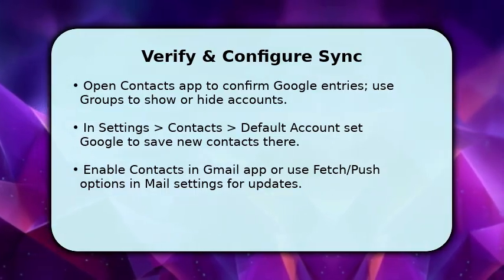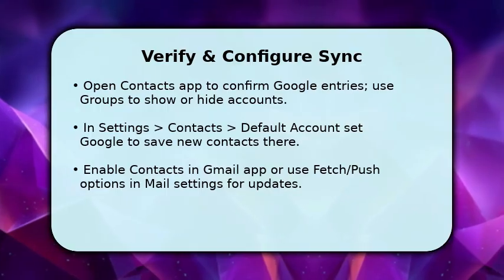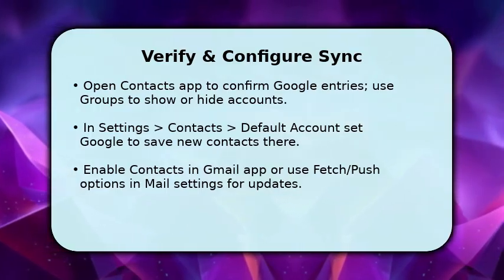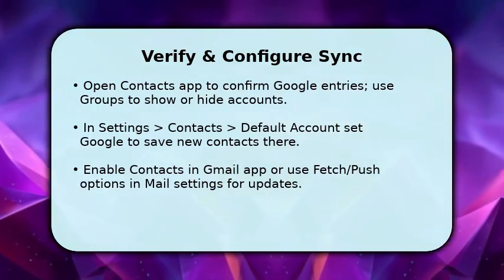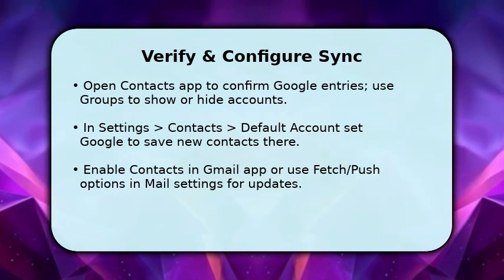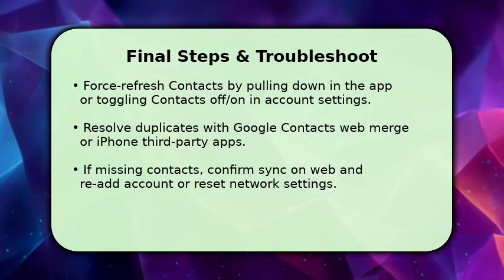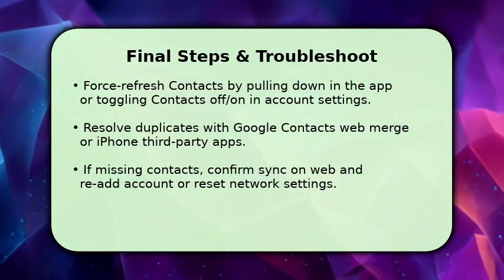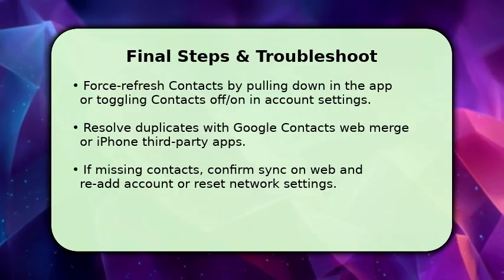Also check Settings, Mail, Accounts, Fetch New Data to ensure push or appropriate fetch interval, so changes update promptly between devices. Finish by confirming two-way sync. Add a test contact on your iPhone and check Google Contacts on the web.